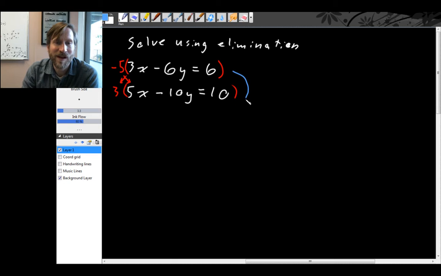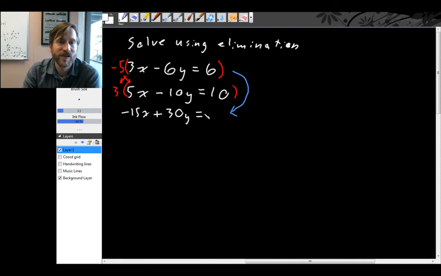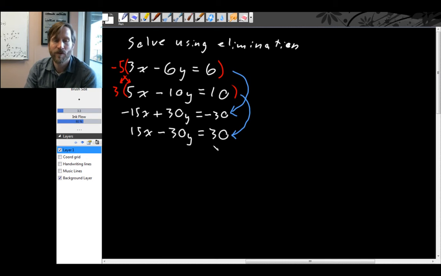So now when we multiply these out, the first one we get negative 15x plus 5 times 6 is 30y equals, let's see, negative 5 times 6 is negative 30. And then taking the second equation and multiplying it by 3, we get positive 15x minus 3 times 10 is 30y equals 3 times 10 is 30. All right, so here's our new system of equations.